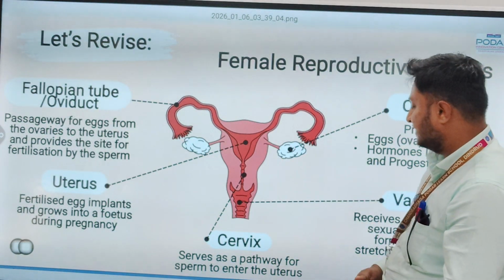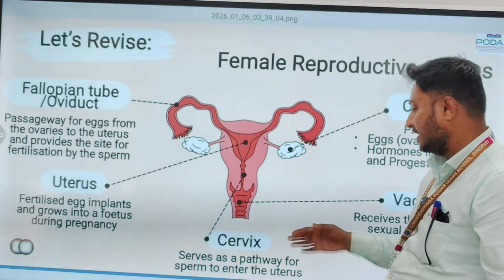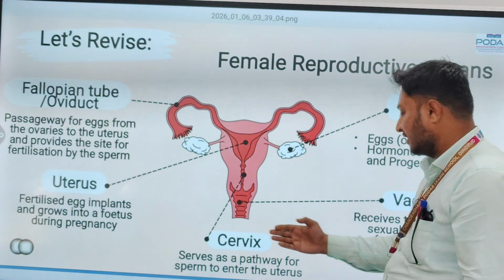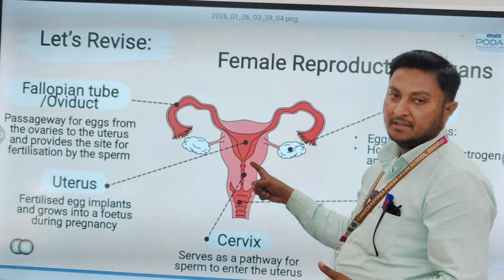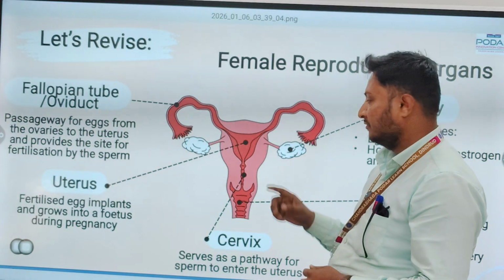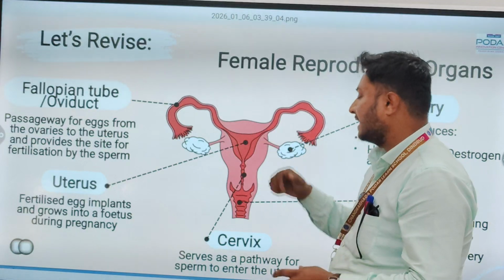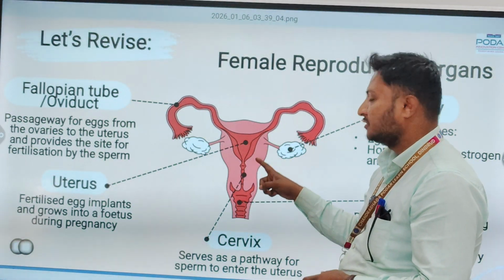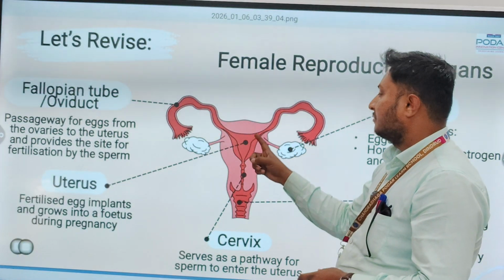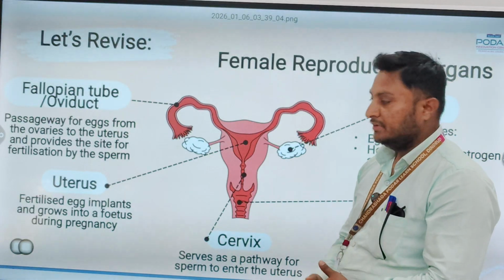After the uterus, the cervix is another important organ of the female reproductive system. It serves as the pathway for sperms to enter the uterus. This is the opening of the uterus which helps sperms enter the female reproductive system. From the cervix, sperms enter the uterus. From the uterus, they reach the fallopian tube, and here fertilization takes place.